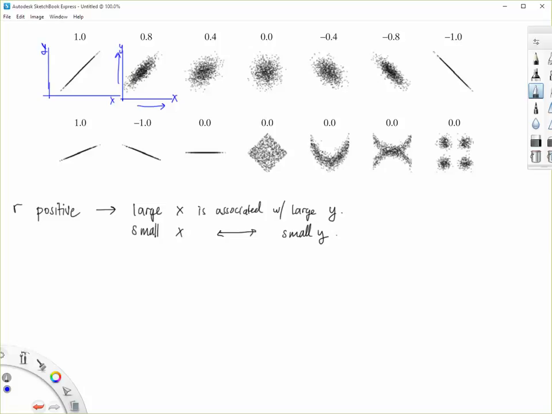So things like people's height and their weight, overall there's a positive relationship. If you have large x, meaning you're tall, generally you would weigh more than somebody who has a small x, meaning they are short, who generally will weigh less. Of course, on an individual basis there are differences that don't fit the trend, but that's the overall trend. Large x goes with large y, small x goes with small y, and vice versa. R negative just has everything flipped around. R negative means large x goes with small y, and small x goes with large y.